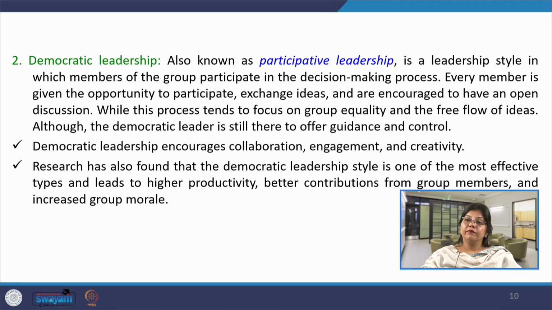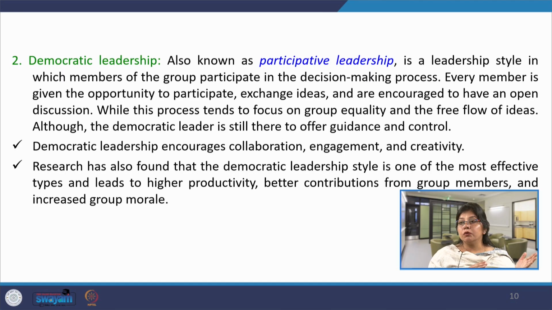So, members have a lot of freedom in decision making, in sharing their opinions and ideas, they become more creative, but at the same time there is some kind of control by the group leader in order to safeguard the interest and keep the team process functioning. So, it is about both sides, the team members and the leader, working in sync with a lot of freedom and openness. This leadership encourages collaboration, engagement and creativity, and research has also found that this kind of leadership is one of the most effective leadership styles to increase productivity, better contributions and increased group morale.